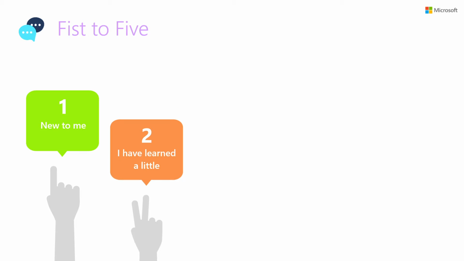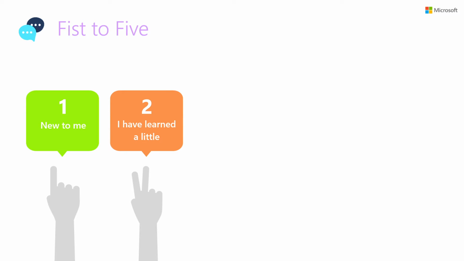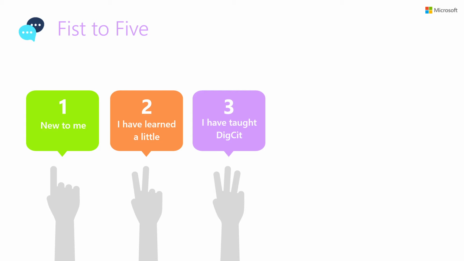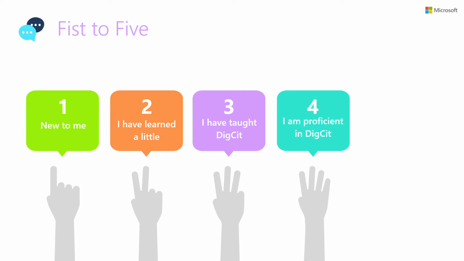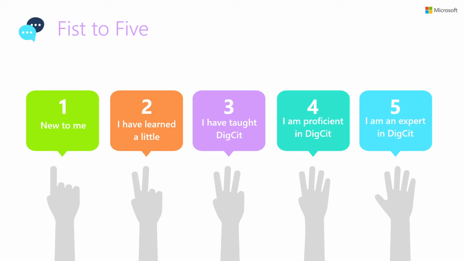So let us start. There may be 5 cases regarding digital citizenship. Number 1, you are new to digital citizenship, or you have learned a little, or you have taught digital citizenship, or you are proficient in digital citizenship, and the fifth one is that you are an expert in digital citizenship. You can choose any of these 5 options for yourself, and at the end of the video you can rank yourself, whether you are ready to teach digital citizenship or to become a good digital citizen. So let us see.